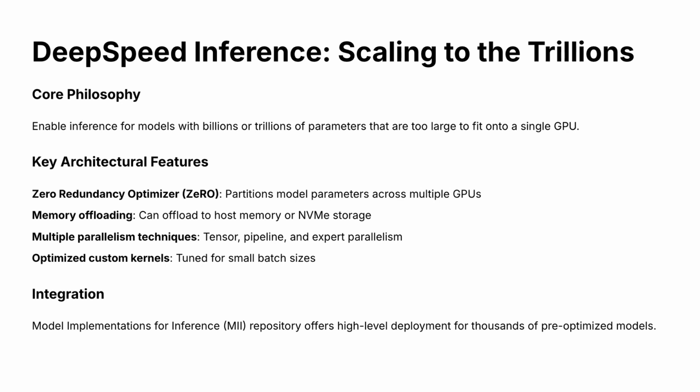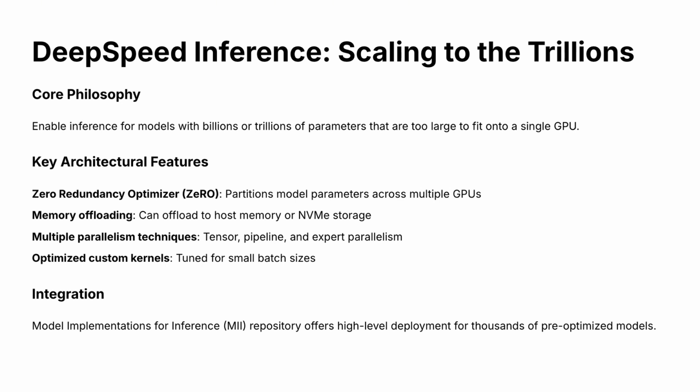NVMe storage. It is also combined with a suite of parallelism techniques, things like tensor parallelism and pipeline parallelism. So these are some of the parallelism options for the models, and you can use DeepSpeed Inference for that. It also has custom optimized kernels which are designed to perform well even with small batch sizes. For ease of use, DeepSpeed also provides the MII repository, which includes high-level tools for deploying thousands of pre-optimized models.